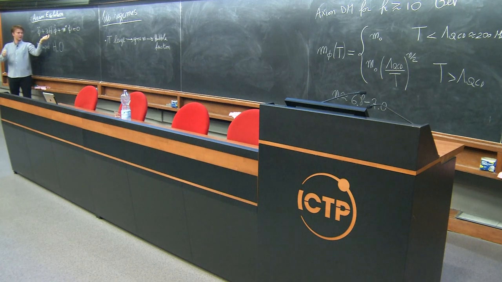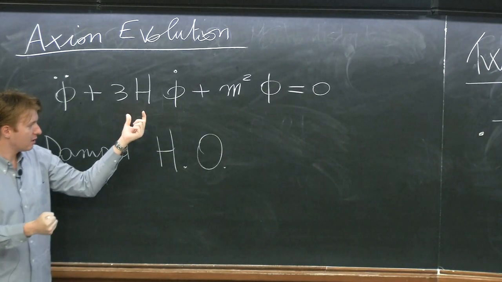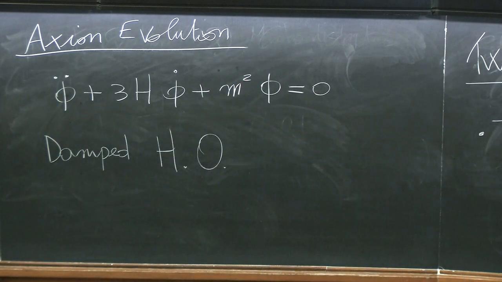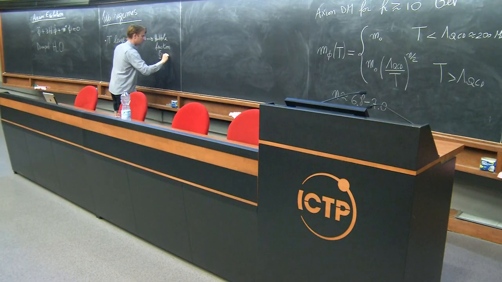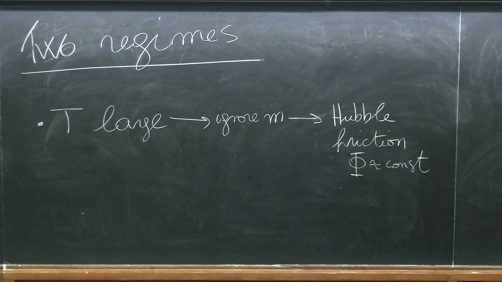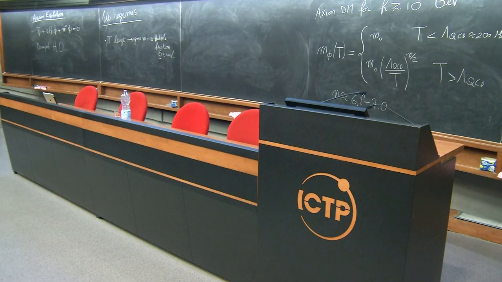So it's what keeps the axion stuck. A solution of this equation without the mass term is phi equal to a constant. If you forget about the mass and you look at this equation and you plug in phi equal to a constant, that's a solution for the equation. So the axion field doesn't move until the mass kicks in. So at very large temperature, the axion field does not evolve. It's stuck. It doesn't move.